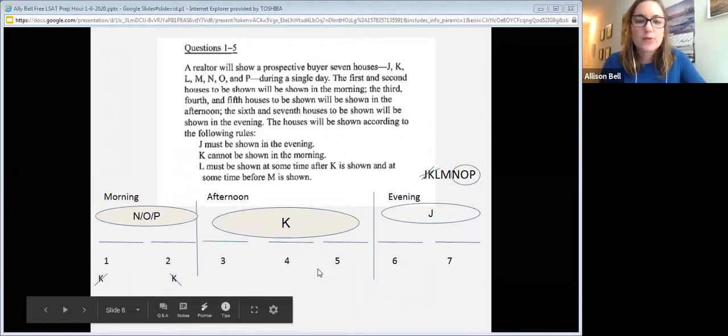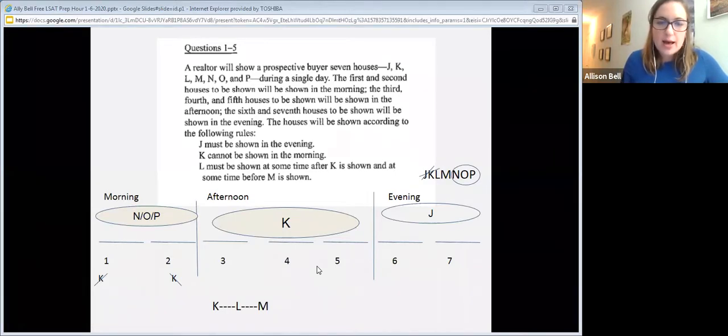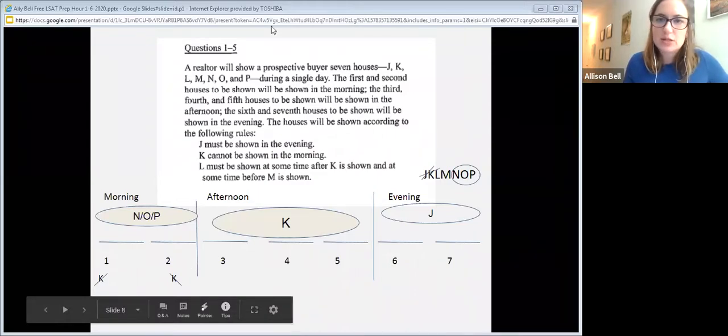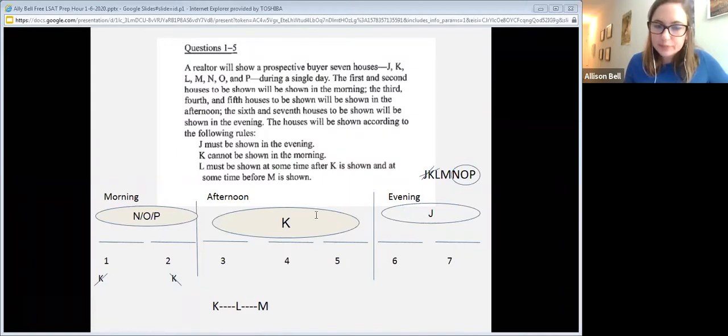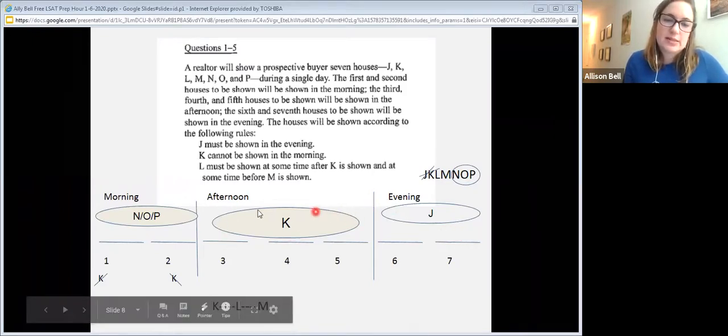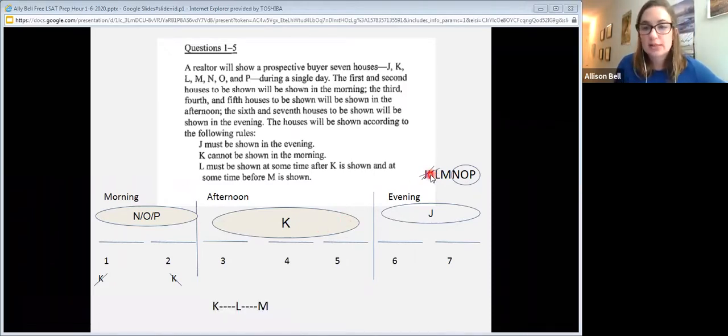And then from that rule, I start thinking about inferences. So I know that K cannot be in the morning. And I start thinking about, okay, well, what would happen on the other end of the number line? Well, K has to have 2 things come after it. So if K were over here in the evening, there would not be room for L and M to come after it. So I make the inference that K is going to go in the afternoon, and I throw that on my diagram. I cross off K because it's accounted for.